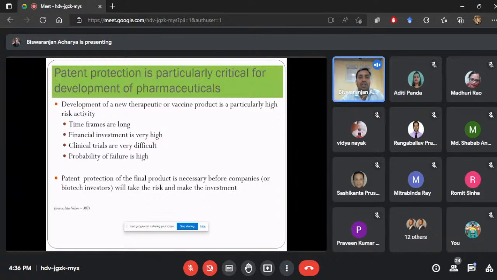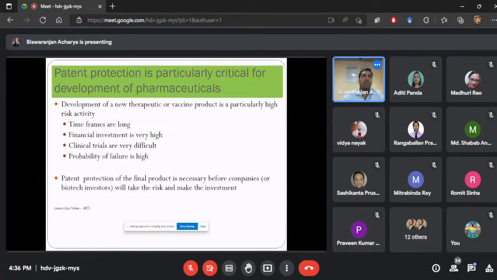Development of a new therapeutic or vaccine product is a particularly high-risk activity. Time frames are long. Financial investment is very high. Clinical trials are very difficult. Probability of failure is high. That is life risk. So it is very risky to patent.